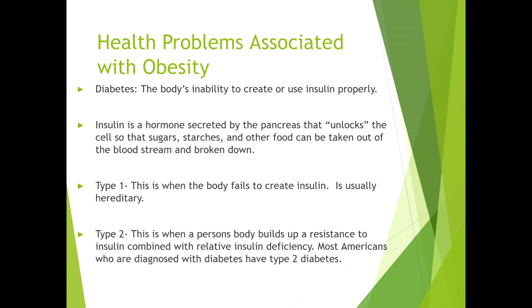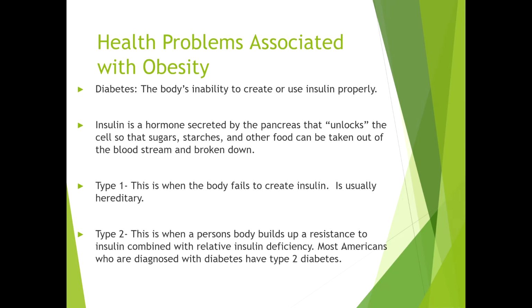So type 1 diabetes is typically hereditary. This is when the body just doesn't create insulin. People with type 1 diabetes will typically have to take a shot of insulin in order to regulate their blood sugar. They can also do so through their diet. So a combination of the two oftentimes can help them.